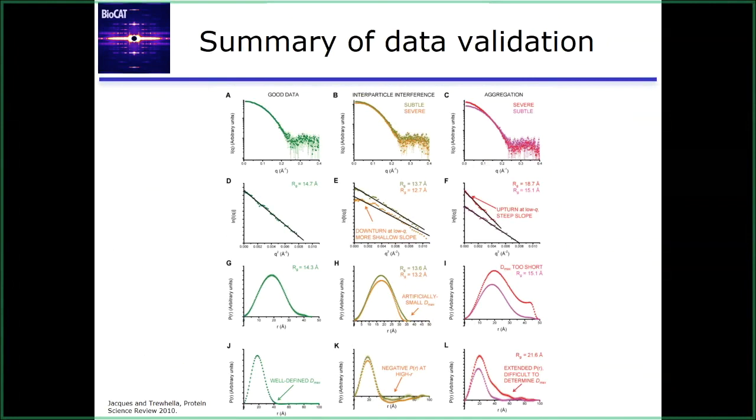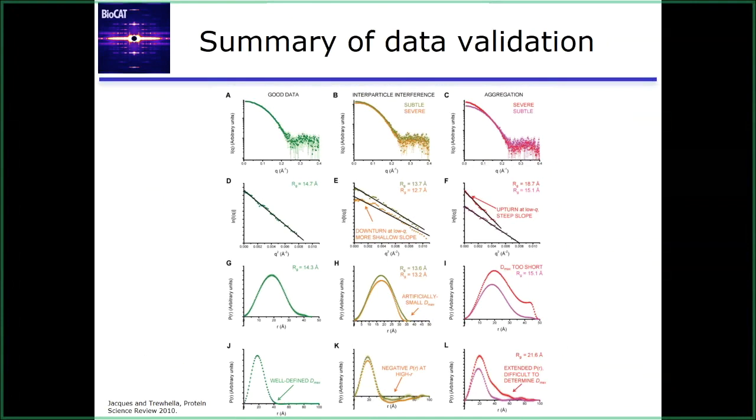So for interparticle interference, if you extend out Dmax beyond where you think it should be, you often see it dip below 0 instead of just oscillating about 0. Whereas for aggregation, if you extend it out past where you think it should be, you'll see it never really goes to 0 very well.